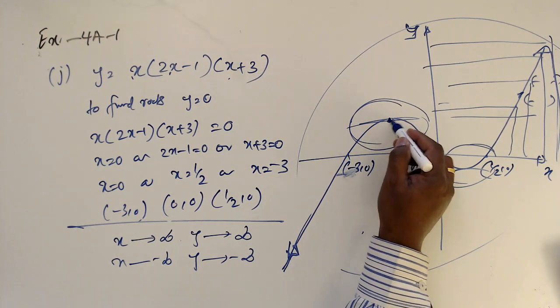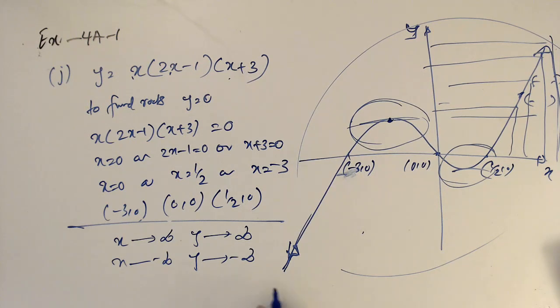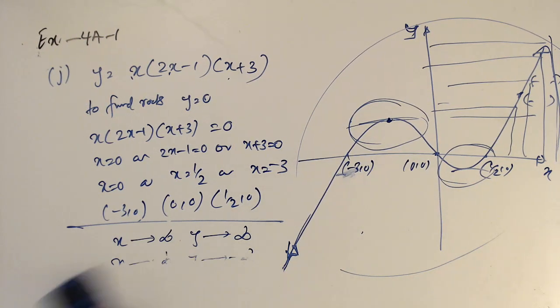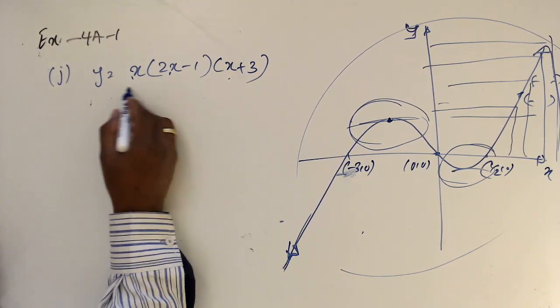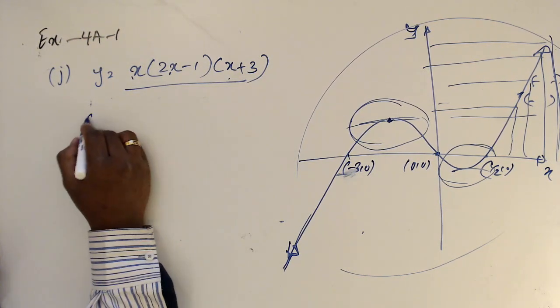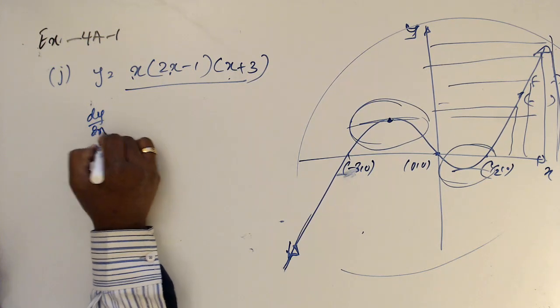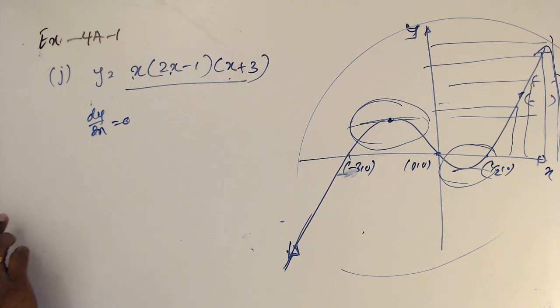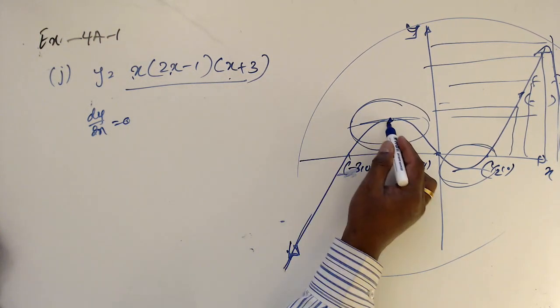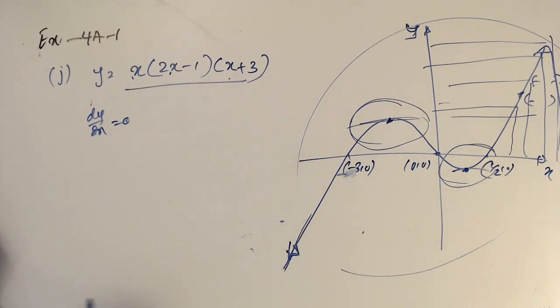If you want to find the maximum of this point, how do we do this? We want to differentiate this equation. We want to find dy by dx and make it equal to 0. And we should get a quadratic equation because there should be two answers.